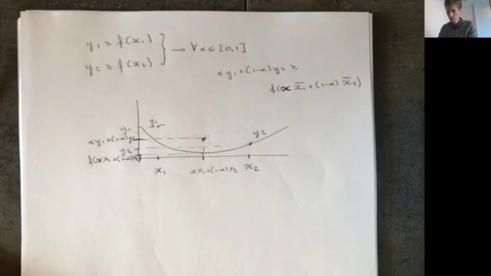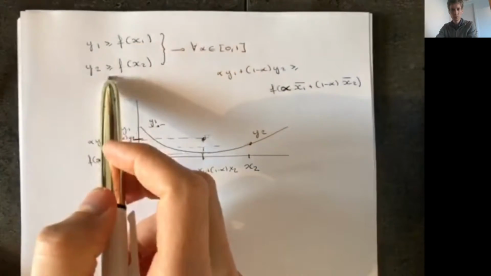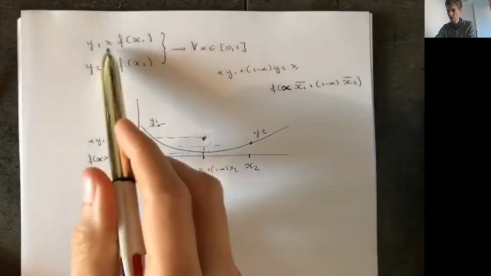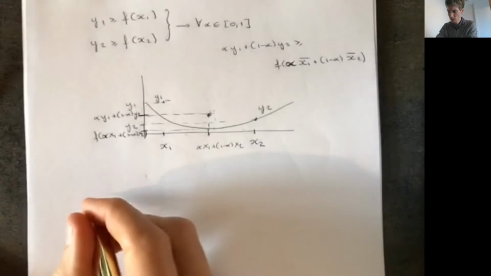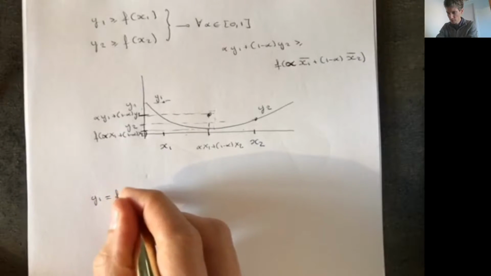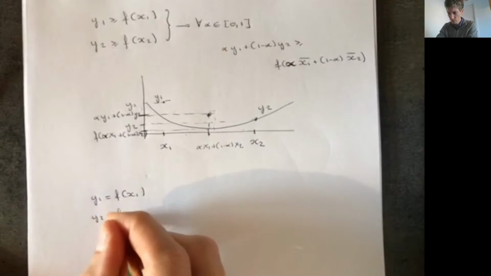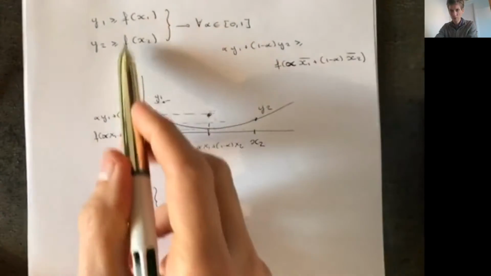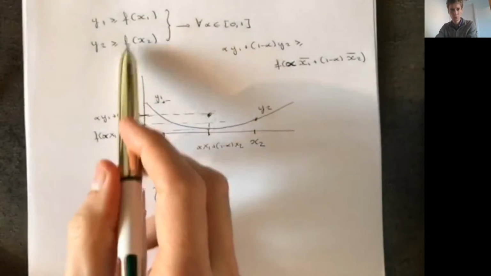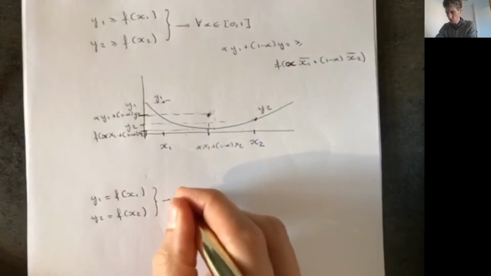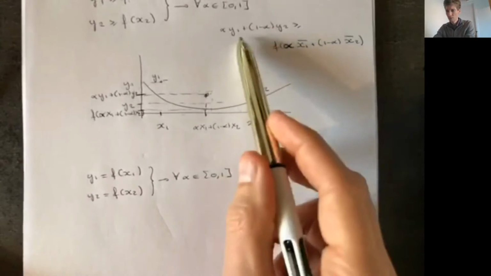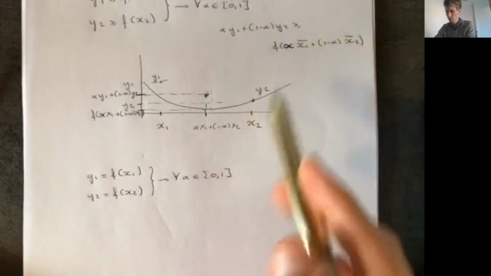There's one particular case which might be of interest here, and this is when these two inequalities are in fact equalities. So what happens then? Let's say that y1 is equal to f of x1 and y2 is equal to f of x2. Well, it satisfies this definition. If it's equal, then it's also greater or equal. So in this case, you also have that for all alpha between 0 and 1, this inequality should be satisfied.